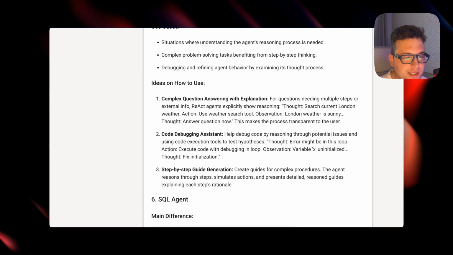And the idea of how to use it is complex question answering with explanations. This is probably best for my child, because it sometimes asks why the world spins this way, and then you can ask this agent and it will literally show the thought process of how it got to this answer.